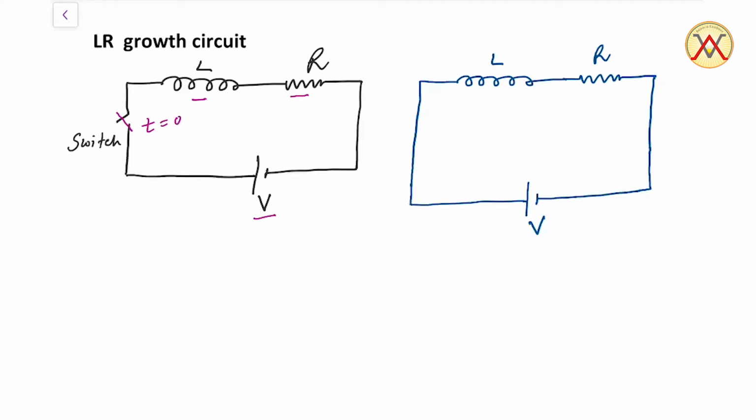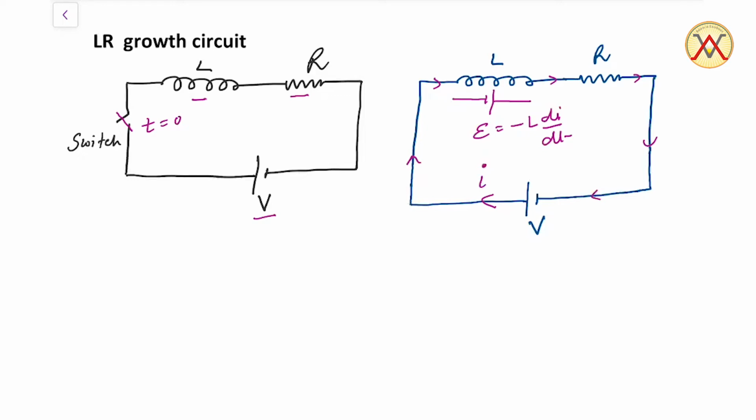At any time t, I have assumed that there is a current I in the inductor in this direction. This current I flows through the circuit, and due to the variation of current, an EMF is developed in the inductor, and that is E equals minus L di by dt.